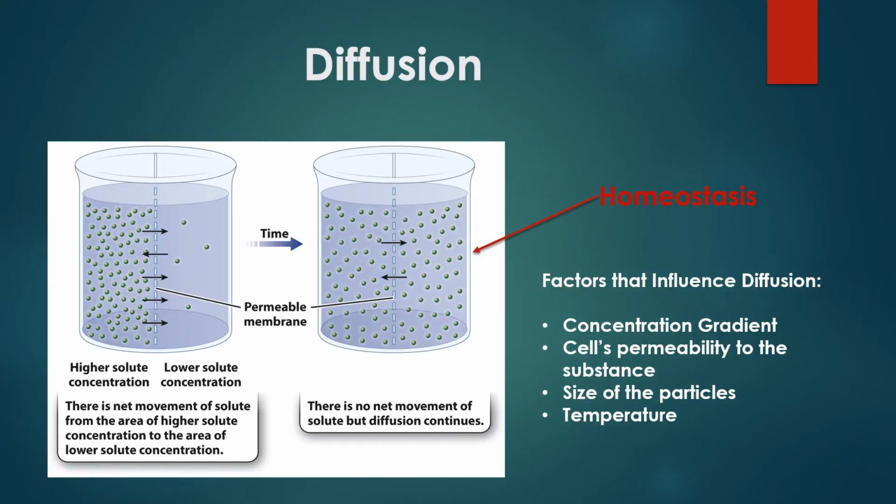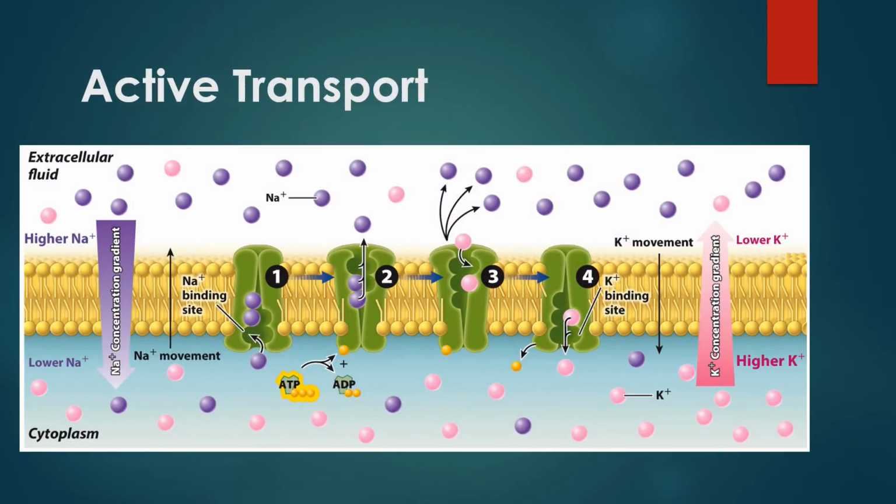Many factors can affect the rate of diffusion, such as the concentration gradient, the cell's permeability to the substance, the size of the particles that are diffusing, and the temperature of the system. Some materials diffuse readily through the membrane, but others are hindered. Those substances' passage into or out of the cell is made possible by specialized proteins such as channels and transporters.